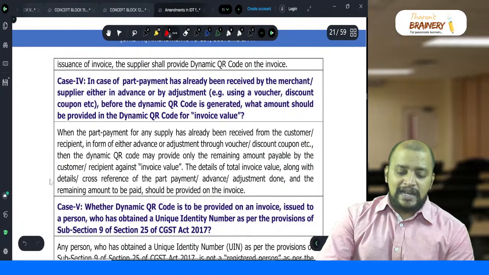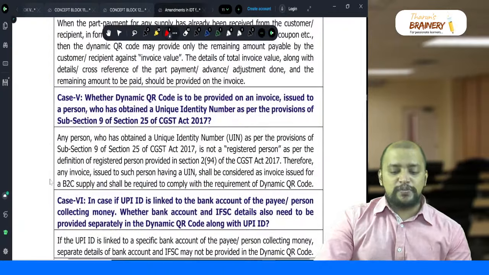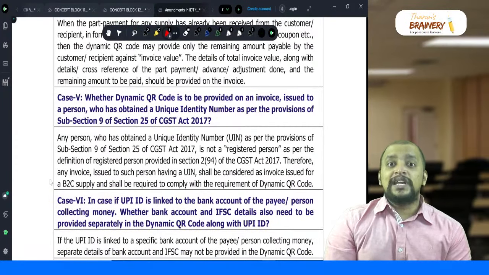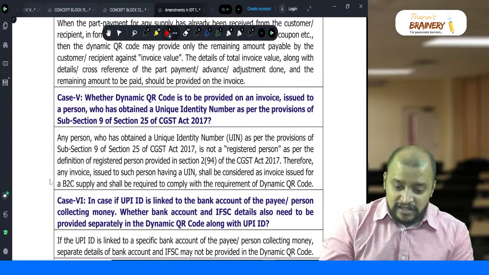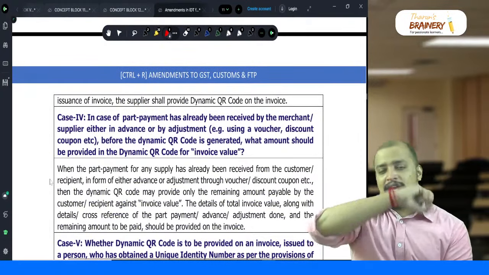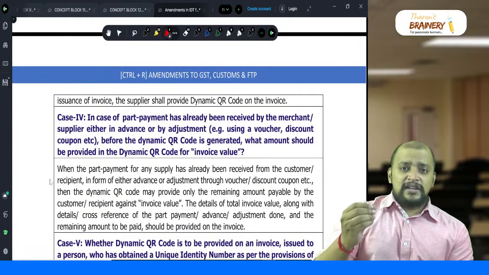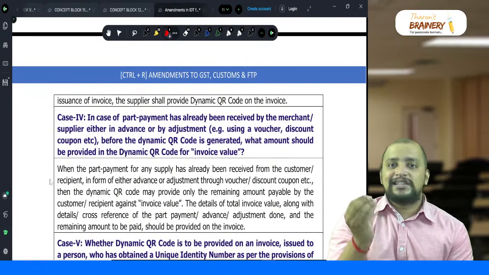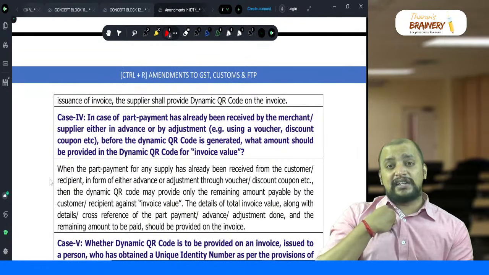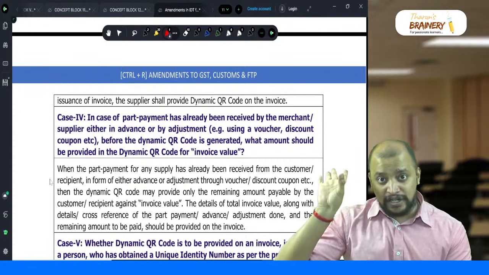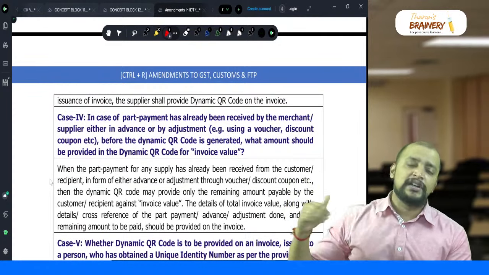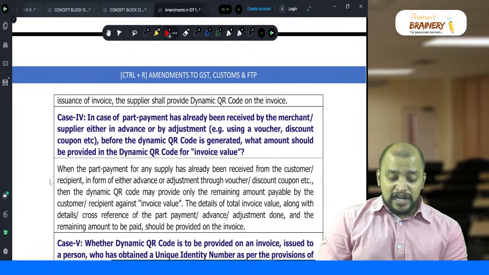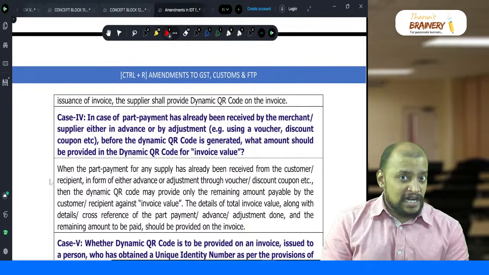Then, next, whether a dynamic QR code is provided on an invoice issued to a person who has obtained a unique identification number. Let's see what you will answer. There is a person holding a unique identification number, to whom we are making supply, and our aggregate turnover during the previous year exceeded 500 crores in any of the preceding financial years. Now my recipient is a UIN holder. Whether I should give an e-invoice or a dynamic QR code.